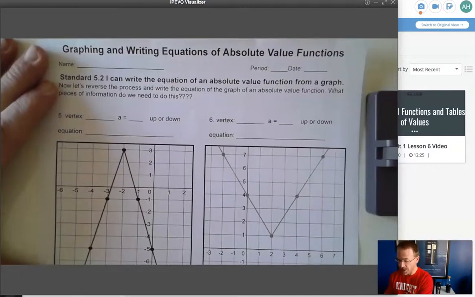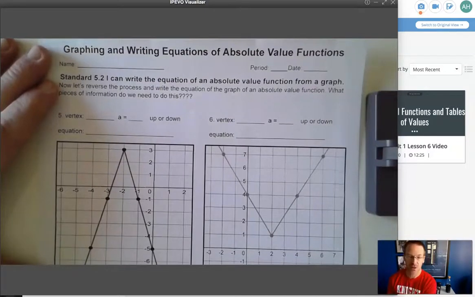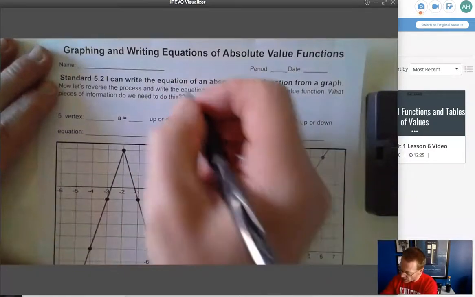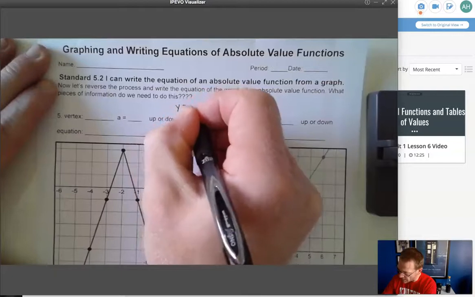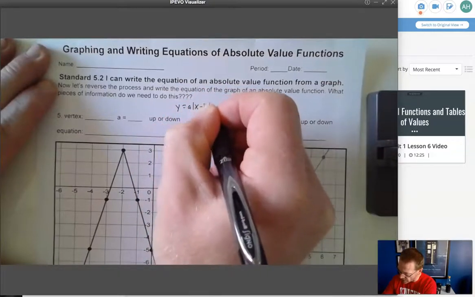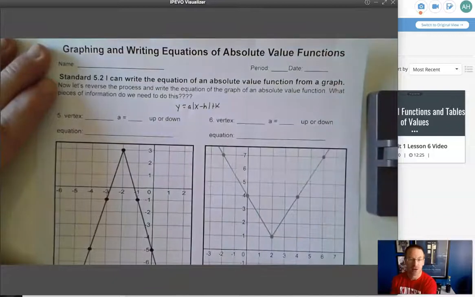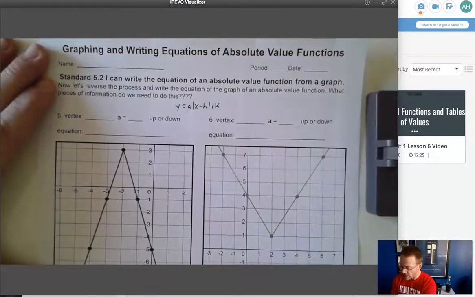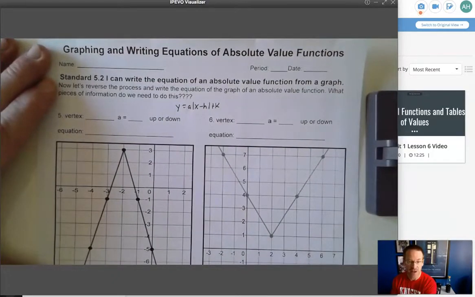And the nice thing is, once again, we are really working with the same two pieces of information, which is that vertex and the a value. That's all we need because we know the form is y equals a times the absolute value of x minus h, plus k. So we just want to identify the vertex, identify our a value, and then throw those into our equation.